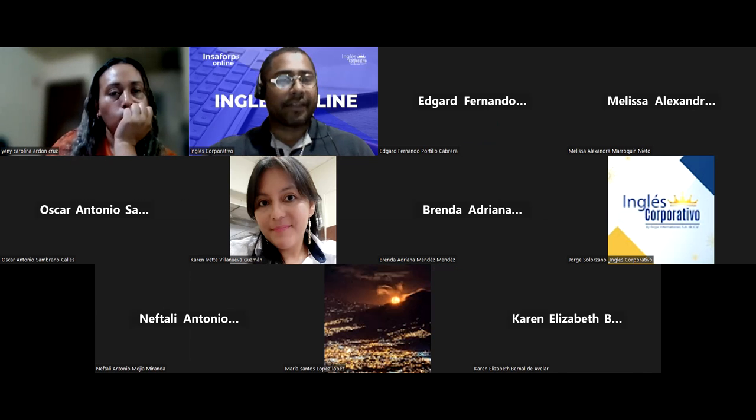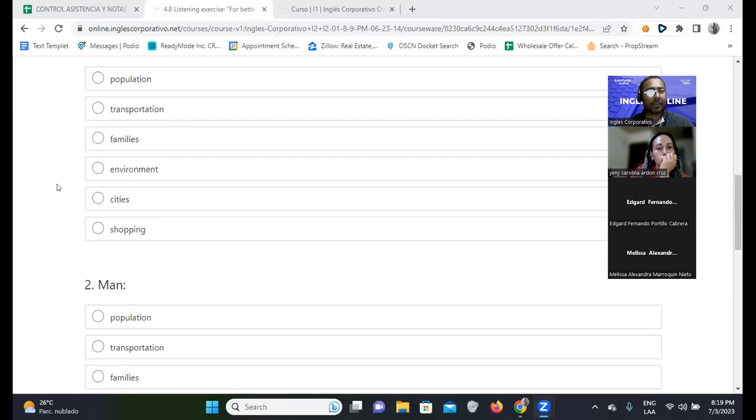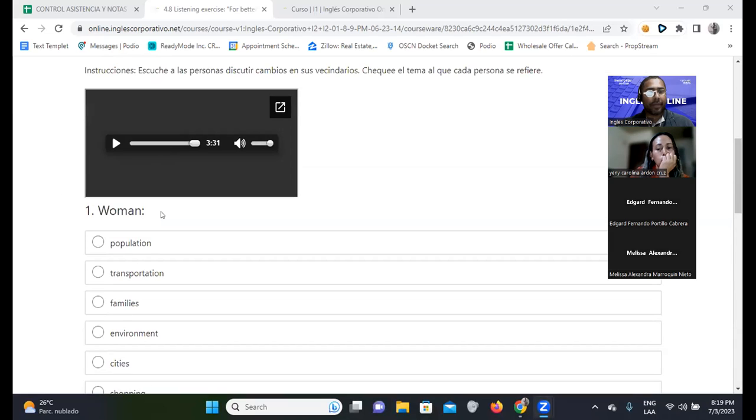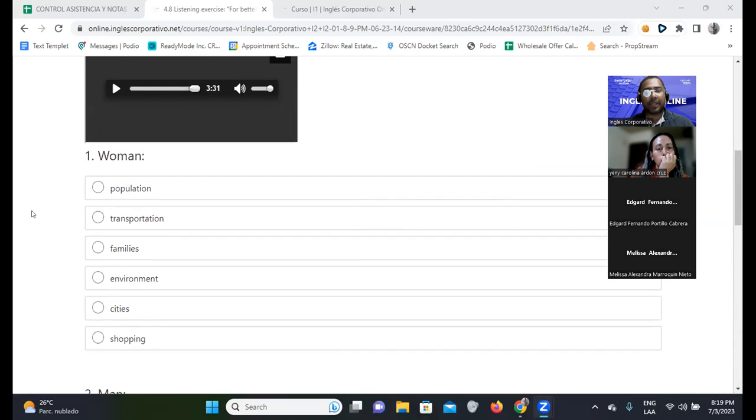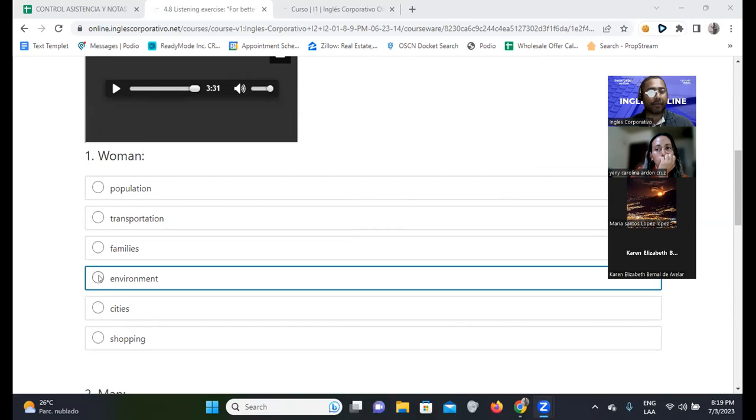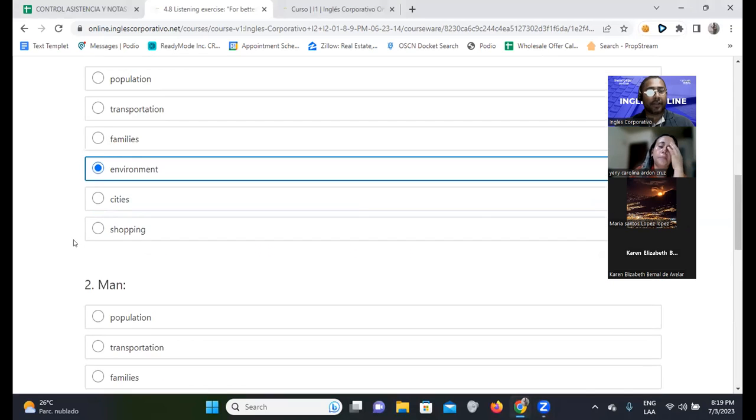We're going to take a look at the first one. The first one says, woman. What is the first woman talking about? Population, transportation, families, environment, cities, or shopping? Environment. Excellent.